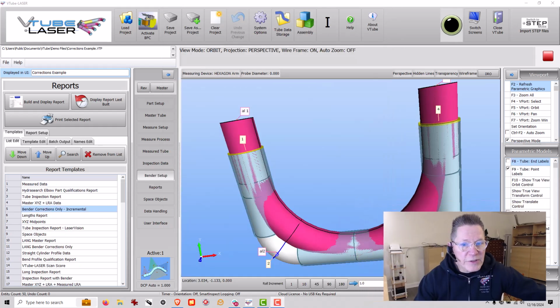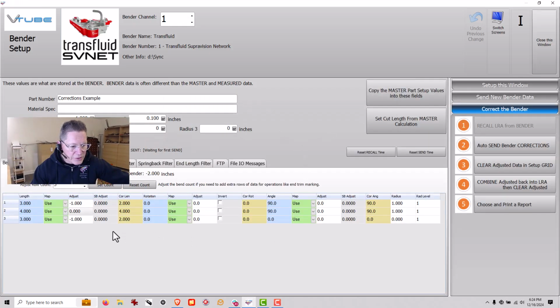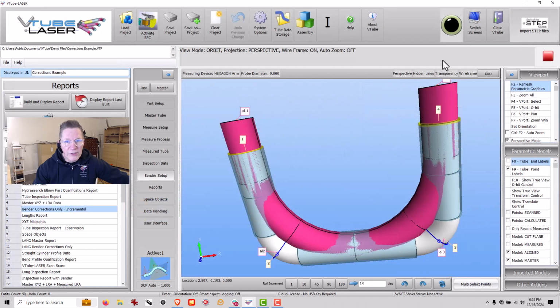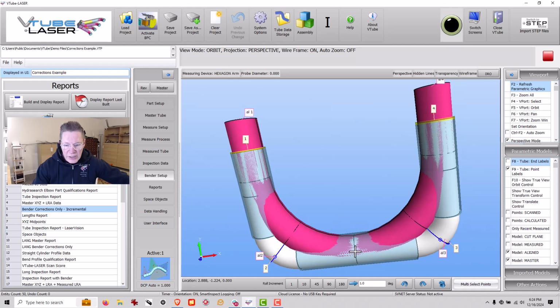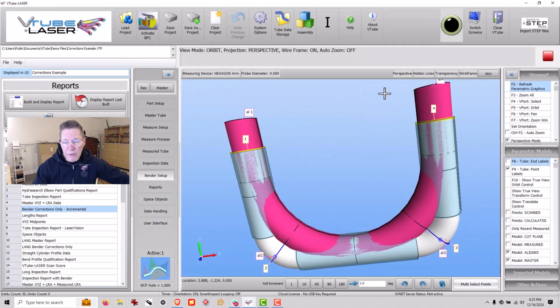And this principle is also true inside bender setup. So let me get into bender setup for you so that you can see the value here. We've got an adjustment of 0. So the measured part in this case has a 0 length between the bends because it's like a 180-degree bend. But the structure of the part is correct because we've got points 1, 2, 3, and 4 lining up where they're supposed to be in space. And so it knows that that distance correction should be 0. So the principle is carried over into VTube's bender setup as well as in the reports.